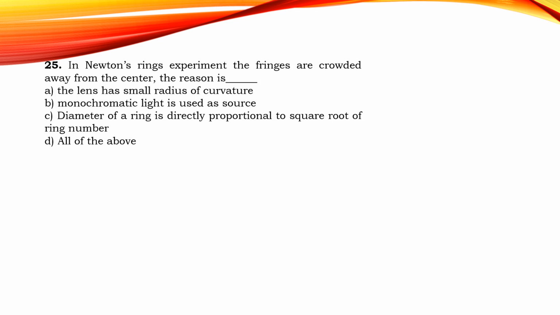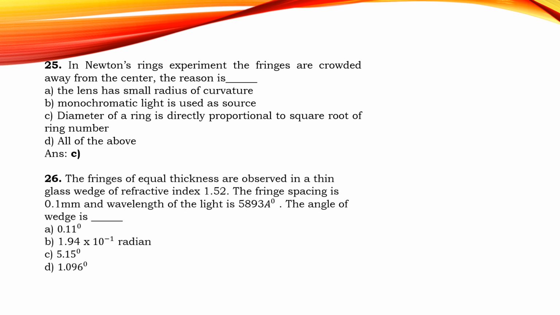Next is in Newton's ring experiment, the fringes are closely packed away from the center, the reason is, and the options are the lens has small radius of curvature, monochromatic light is used as source, diameter of a ring is directly proportional to the square root of ring number, all of the above. And the right answer is option C, diameter of a ring is directly proportional to square root of ring number.